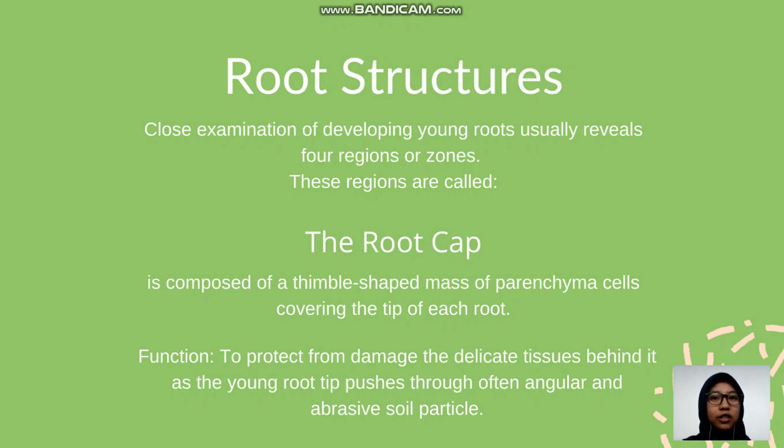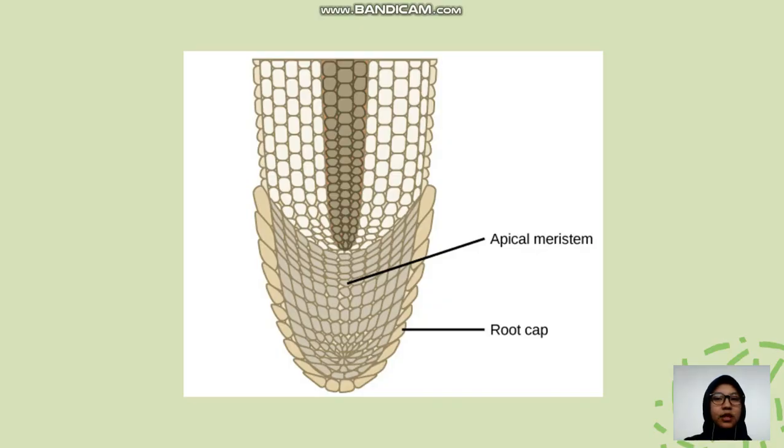So let's move to the first region, the root cap. What is the root cap? The root cap is composed of a thimble-shaped mass of parenchyma cells covering the tip of each root. Its function is to protect the delicate tissue behind it as the young root tip pushes through often angular and abrasive soil particles. So this is the picture of the root cap.